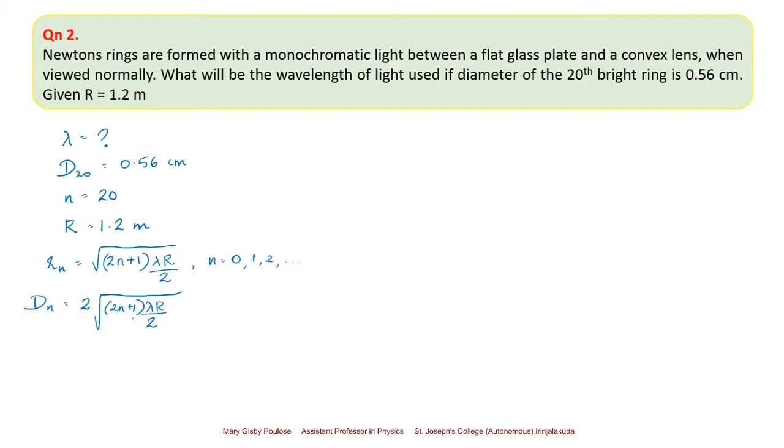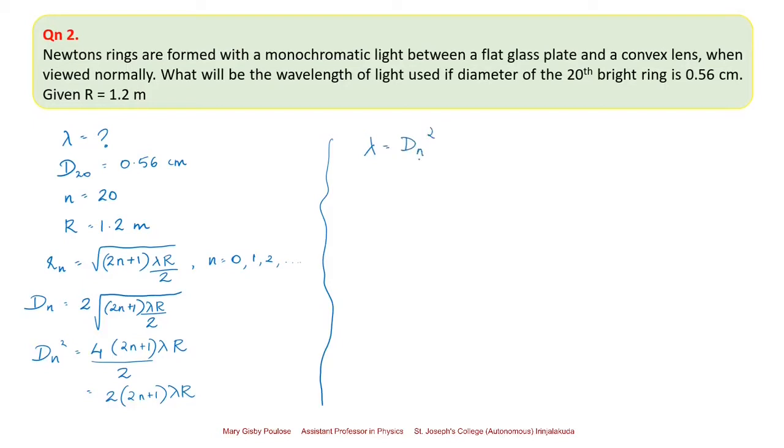So let us isolate this equation in terms of lambda. For that we write dn square is equal to 4 times (2n plus 1) lambda r divided by 2, that is 2 times (2n plus 1) into lambda r. Therefore we get lambda is equal to dn square divided by 2 into (2n plus 1) into r.